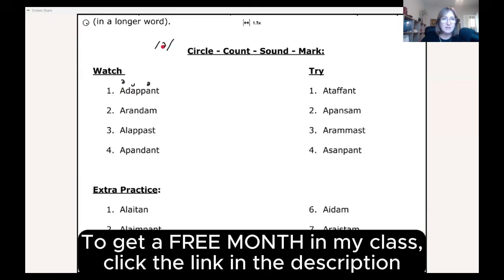That's the sound A will say when it's toward the end of a longer word and there's a consonant or two after it. So our sounds are d, a, p, n, t. Blending those sounds together: ad, ada, adap, adapa, adapun, adapant, adapant.